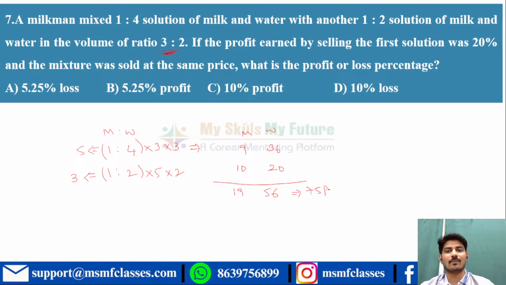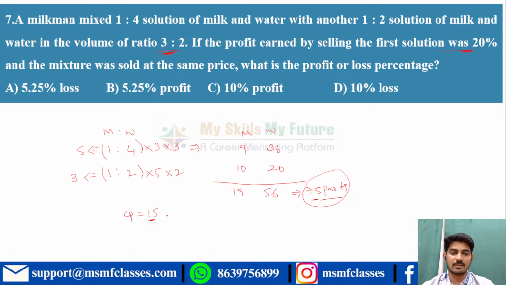Now what was given in the question? If the profit by selling the first solution was 20 percent. Suppose we sell among 75 parts, we are finding the cost price here. So the cost price will be 15 here. How did we get this 15? 20 percent of 75 parts will be 15 here. 25 percent of 75 will be 15 parts here.